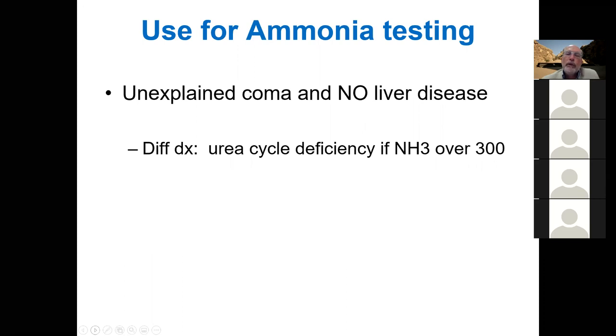Where do I check for ammonia? Unexplained coma. Somebody with normal liver tests that's in a coma because they may have urea cycle deficiency. And I have diagnosed over 20 people as adults with urea cycle deficiencies.